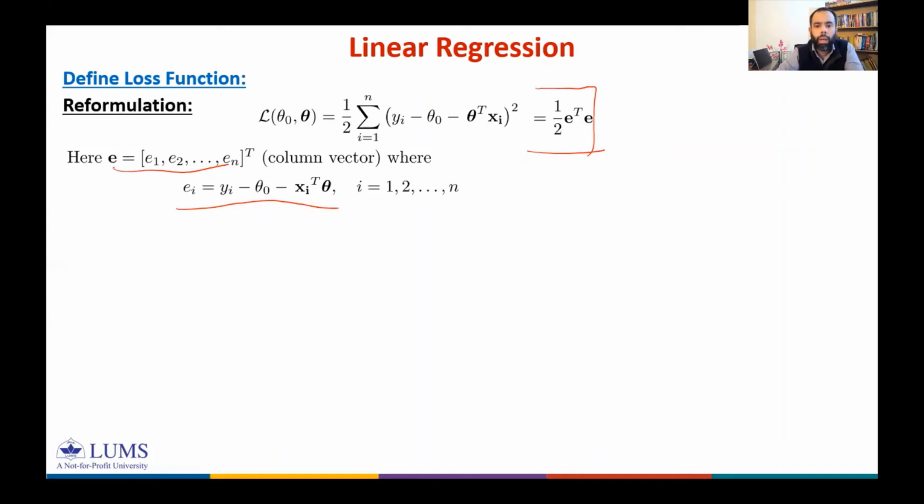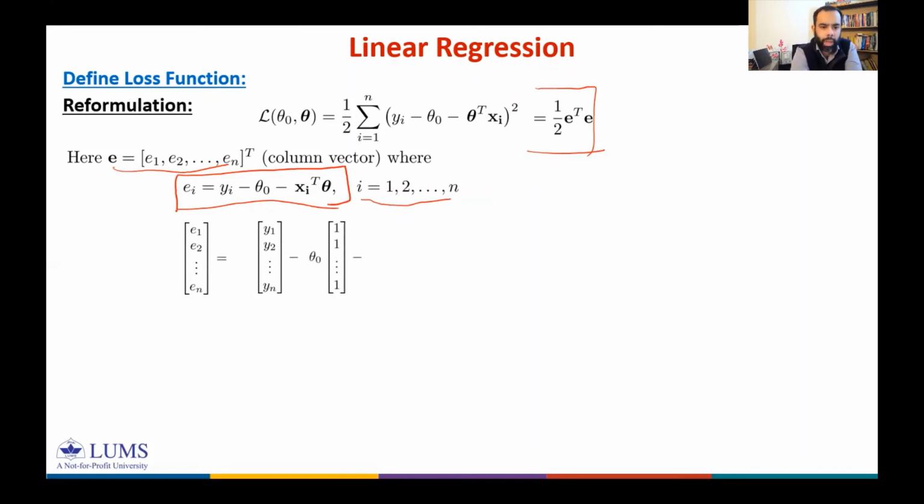Okay, I can write this vector E1, E2, En, right? As Y1 to Yn minus, okay, what's next in our equation? I'm going to write these n number of errors in a vector form, right? So E1 is equal to Y1 minus theta naught.